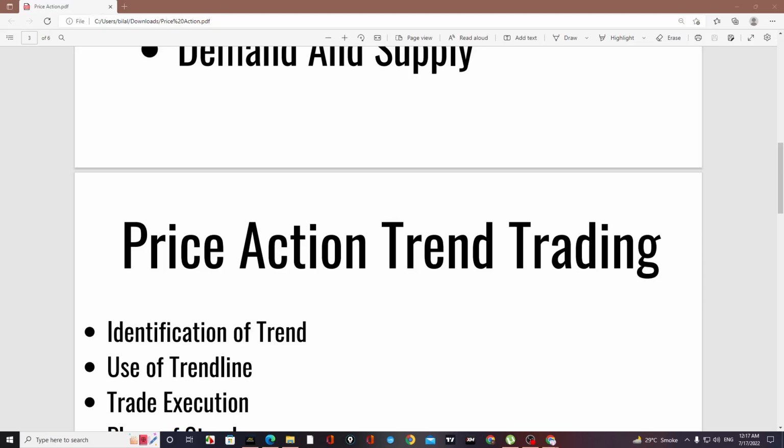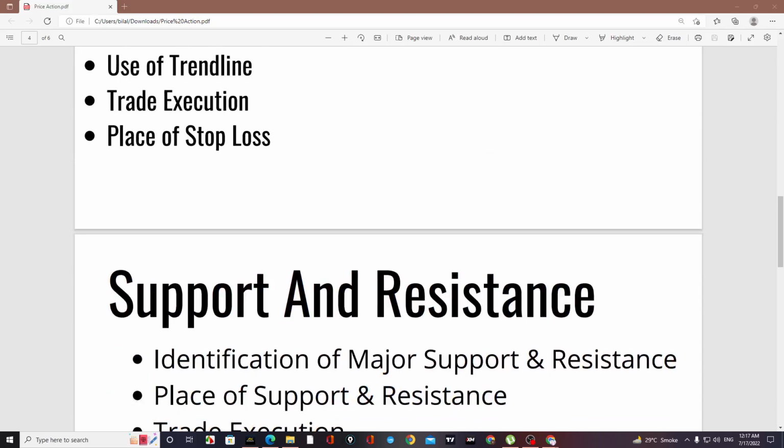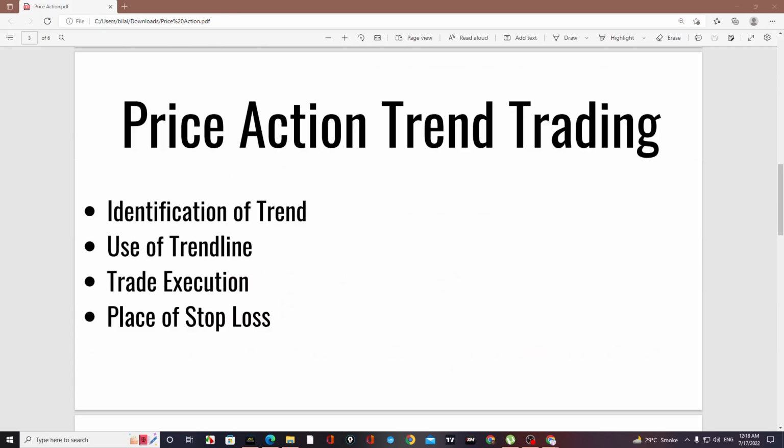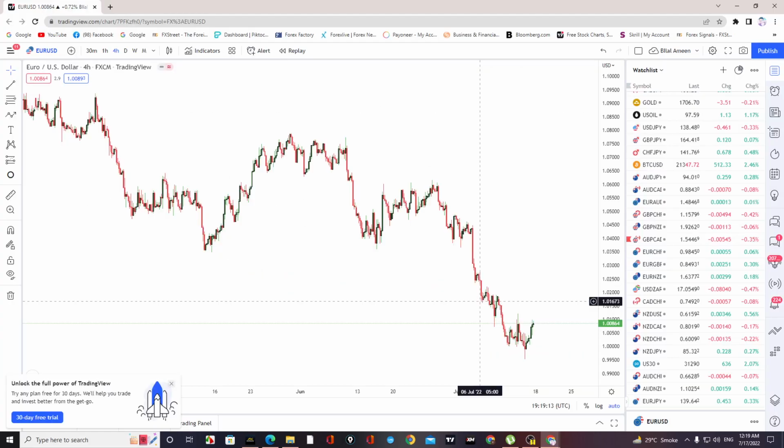First we will talk about trend trading. In trend trading we need to know identification of trends, use of trend line, trade execution, place of stop loss and take profit. Let's learn trend trading on live graph. As we can see here, live graph of Euro USD H4 time frame.